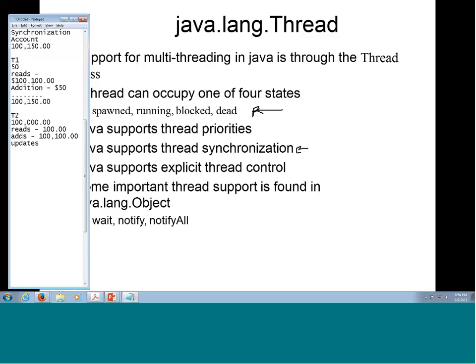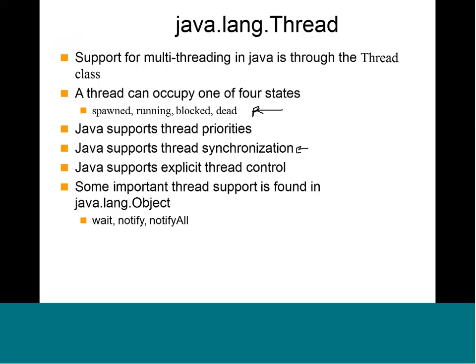We also get explicit thread control in Java. When we say explicit thread control, you can make a thread wait. You can interrupt a thread. You can suspend a thread. You can resume a thread. You can sleep a thread.